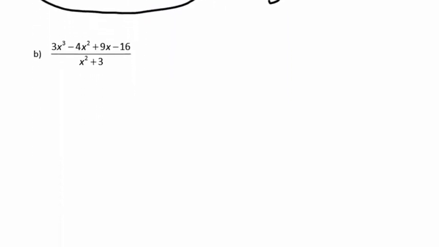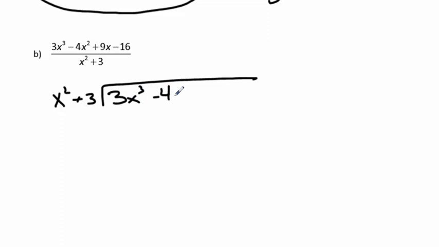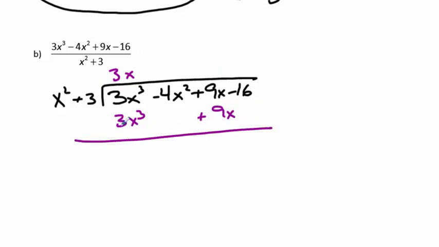Let's look at part B. The divisor is x squared plus 3, divided into 3x cubed minus 4x squared plus 9x minus 16. What do you need to multiply x squared by to get 3x cubed? That would be 3x. 3x times x squared is 3x cubed, and 3x times 3 is 9x. I'm going to write that one underneath the 9x so that I have my like terms lined up. Let's subtract.